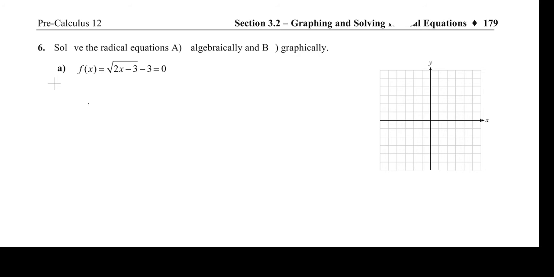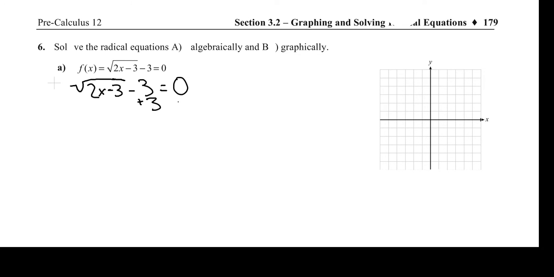If we're looking for the x-intercept, first steps first, we want to isolate the root. So I'm just going to write it out here. We have the root of 2x minus 3, that's all under the root, minus 3 is equal to 0. The first thing we can do is add 3 to both sides, and that is going to give us the root of 2x minus 3 is equal to 3.